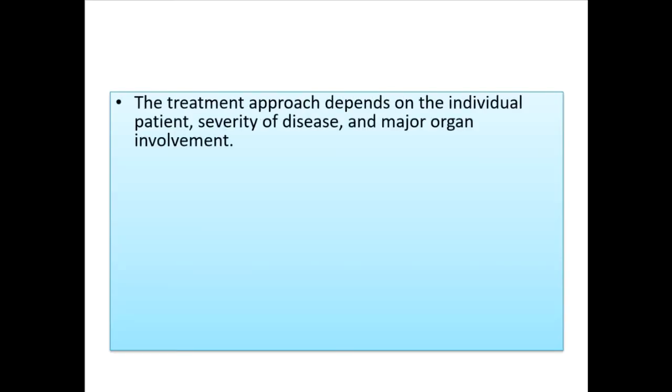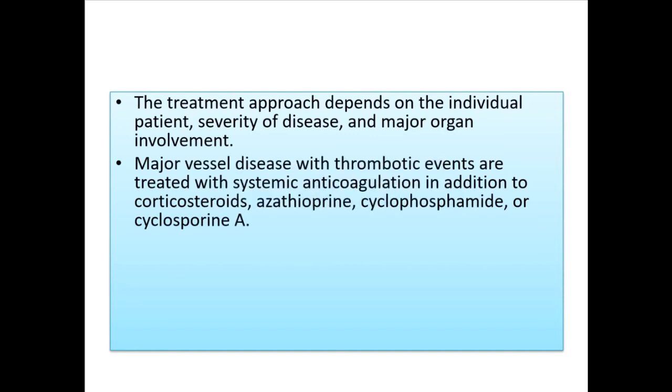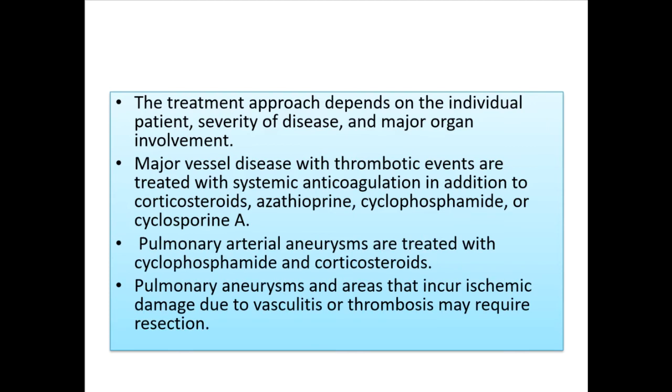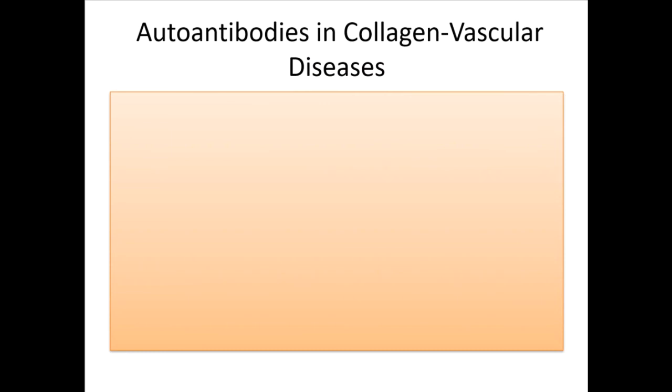The treatment approach depends on the individual patient, severity of disease, and major organ involvement. Major vessel disease with thrombotic events is treated with systemic anticoagulation in addition to corticosteroids, azathioprine, cyclophosphamide, or cyclosporine A. Pulmonary arterial aneurysms are treated with cyclophosphamide and corticosteroids. Pulmonary aneurysms and areas that incur ischemic damage due to vasculitis or thrombosis may require resection.